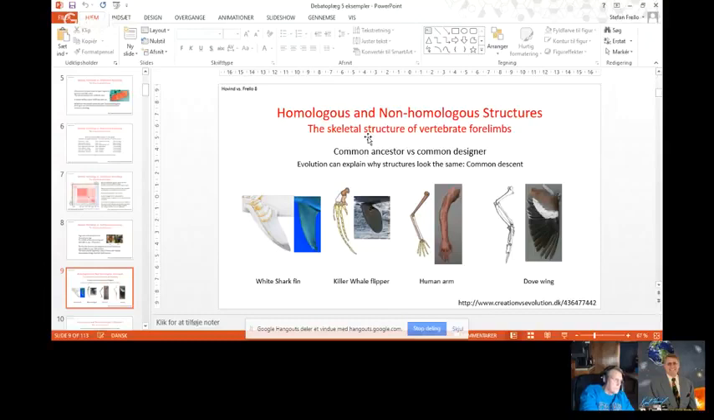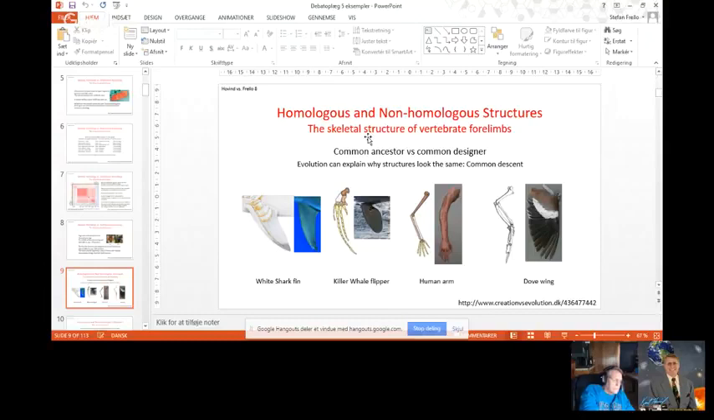The shark skeleton is completely different, and you could say that the three to the right look more or less the same because they have the same creator, but the shark should have the same creator too. So why does the whale flipper look more like a human arm than like a shark fin from a creationist point of view?